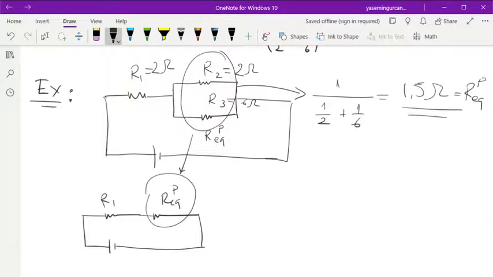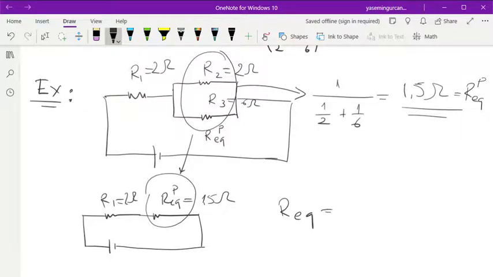Okay, so I'm going to write this, which was 2 ohm, and I'm going to write this as, what was it, 1.5 ohm, right? So now you see that the R equivalent of this parallel part is in series, right? So if I want to find the R equivalent of the whole circuit, not just the parallel part, but the whole circuit.